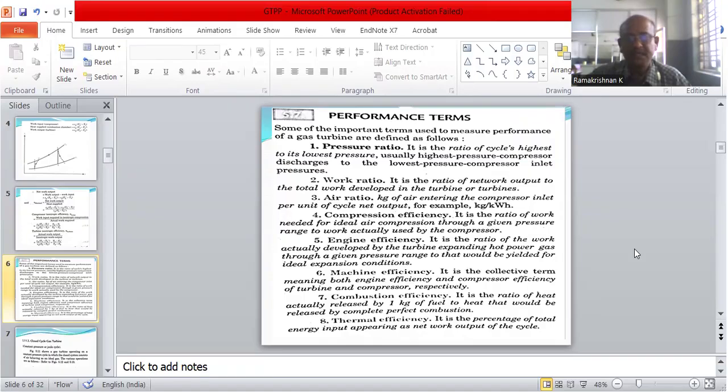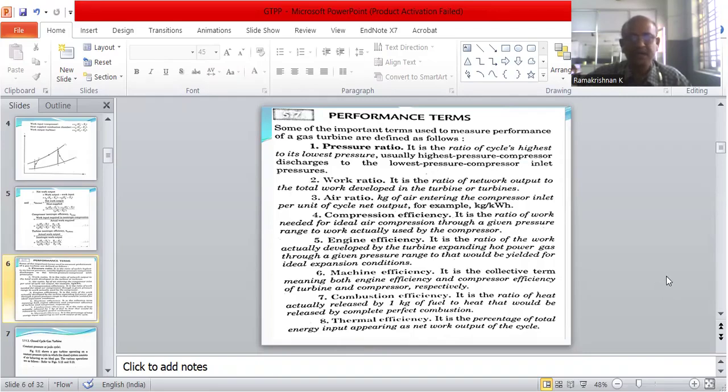In this connection, there are some terms that should be desirable to be known. Some terms are pressure ratio. It is a ratio of the highest pressure to the lowest pressure. Normally, the highest pressure occurs at the exit of the compressor, and the lowest pressure is at the entry into the compressor, that is, the inlet to the compressor. That is the pressure ratio.